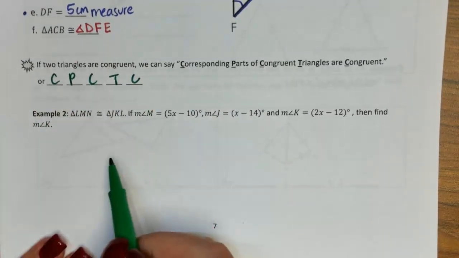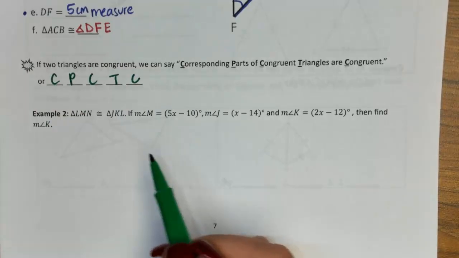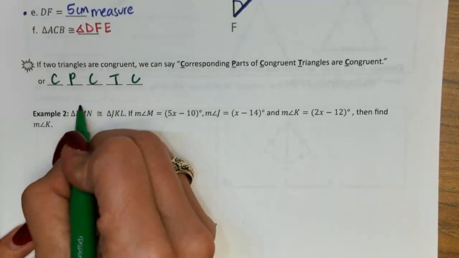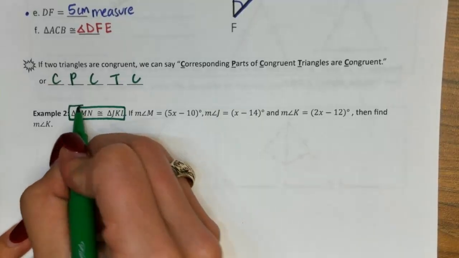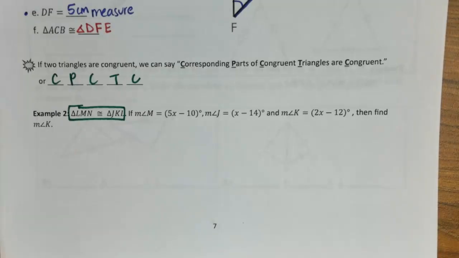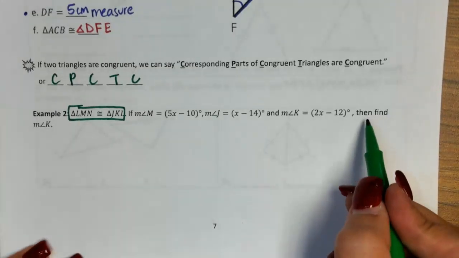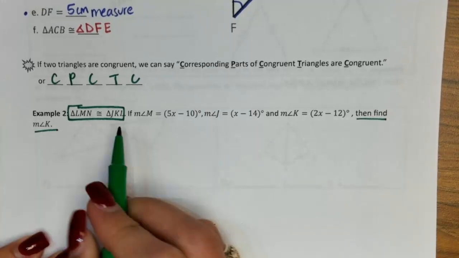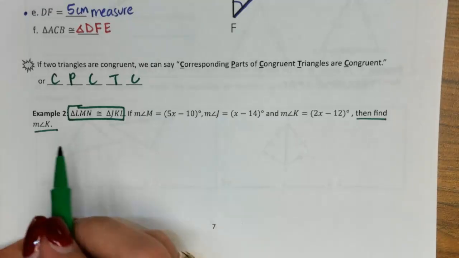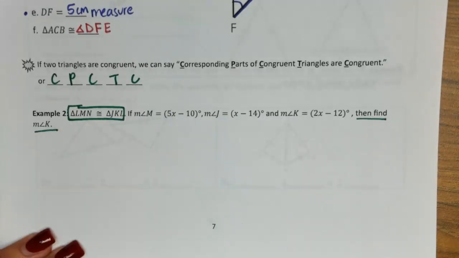So where this comes into play is if I have to solve for one of my parts, I need to make sure I'm following my congruency statement. The order of the second matches the order of the first. So it wants us to find the measure of angle K.